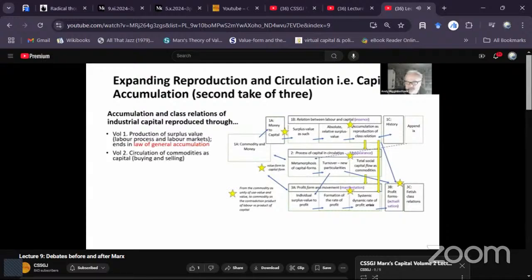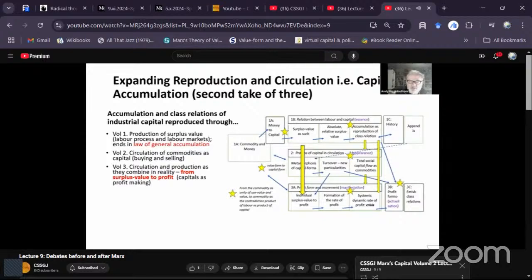Now, you're very familiar from my other lectures, I think, with this diagram, because I use it quite a lot to explain the overall structure of the 3 volumes. It's kind of like a 3 by 3 matrix. And what I want to emphasize this time, right, is that volume 2 is different to volume 1 and volume 3 when we're talking about the totality.